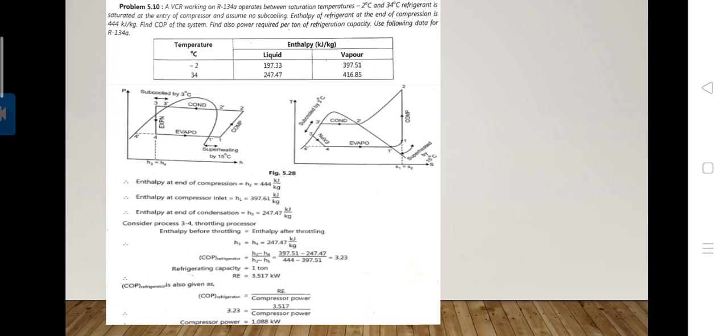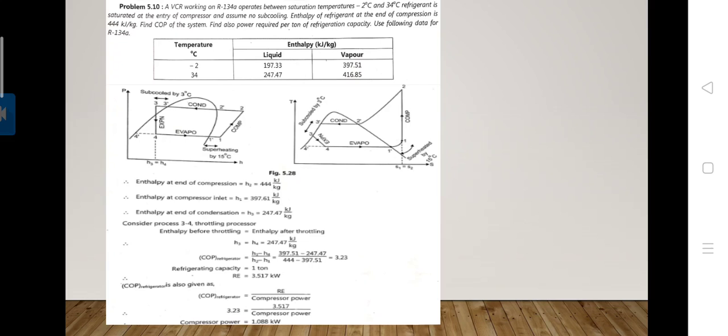At the compressor inlet, the refrigerant is in vapor state. That's why the table gives the temperature at the compressor entry as -2 degrees centigrade, which is vapor state. So we can take the value of H1 enthalpy as 397.51, that is the vapor value.